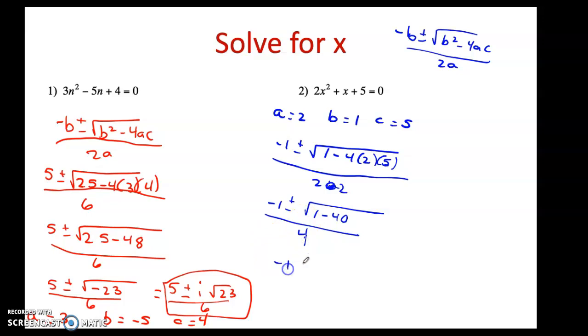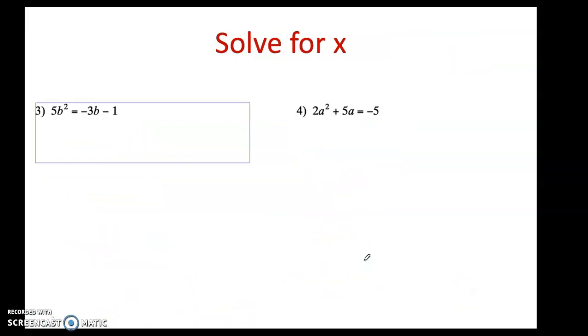And now we're going to have negative 1 plus or minus the square root of negative 39 over 4. Again, we can't simplify 39. You could just pull out an i. So the final solution is negative 1 plus or minus i root 39 over 4. Okay, so the only step left that we haven't done is to simplify inside of here, which we'll do on future slides. This is going to be what we're going to be doing today in your homework tonight.